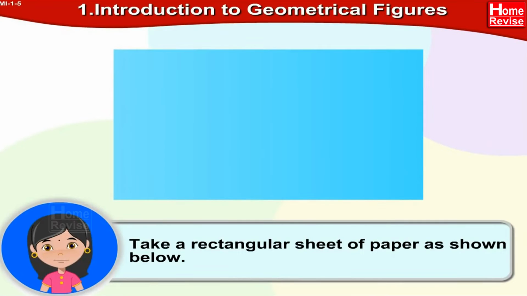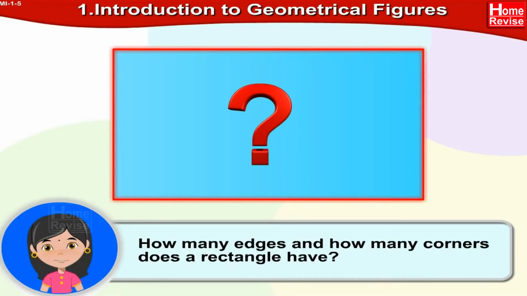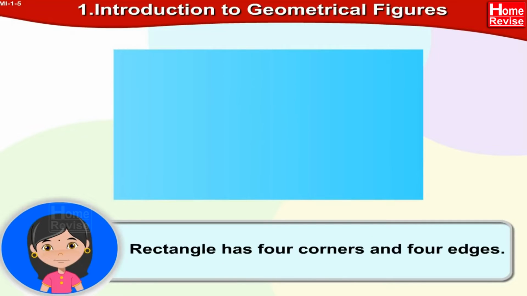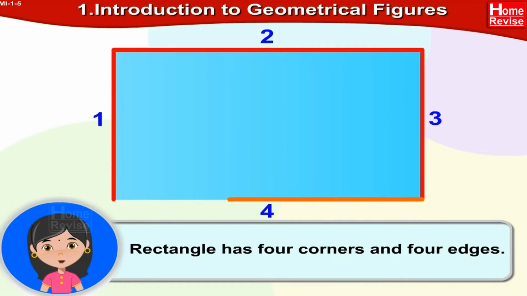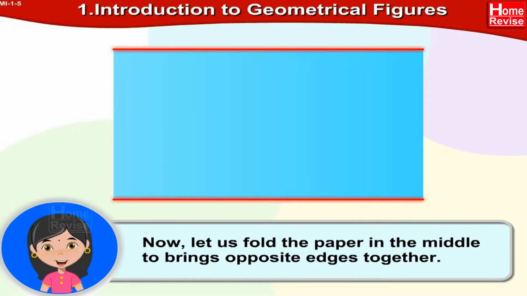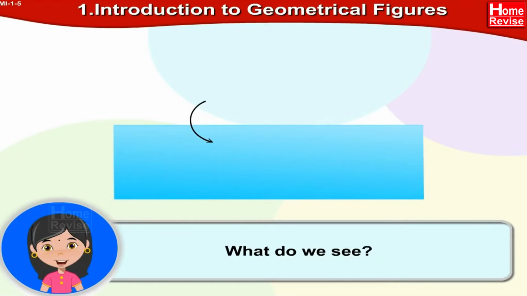Take a rectangular sheet of paper as shown below. How many edges and how many corners does a rectangle have? Well, if you notice properly, a rectangle has 4 corners and 4 edges. Now let us fold the paper in the middle to bring the opposite edges together. What do we see?